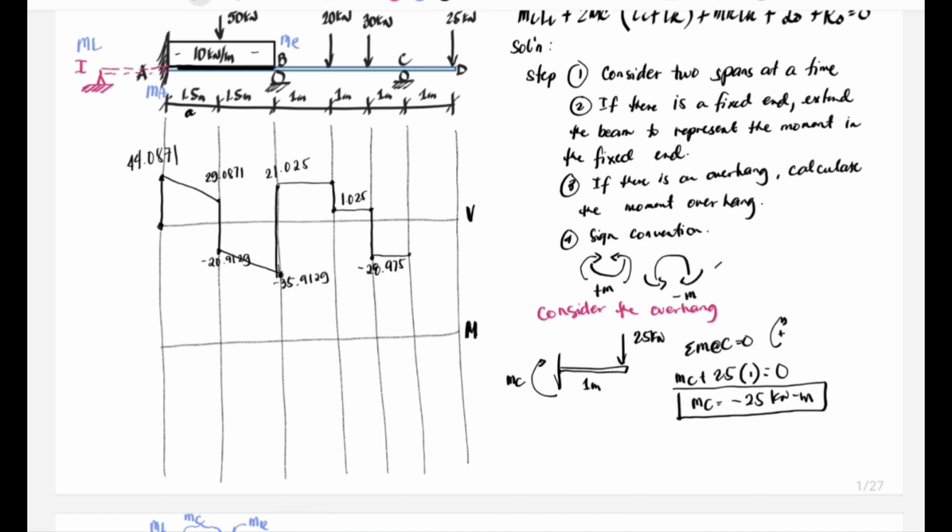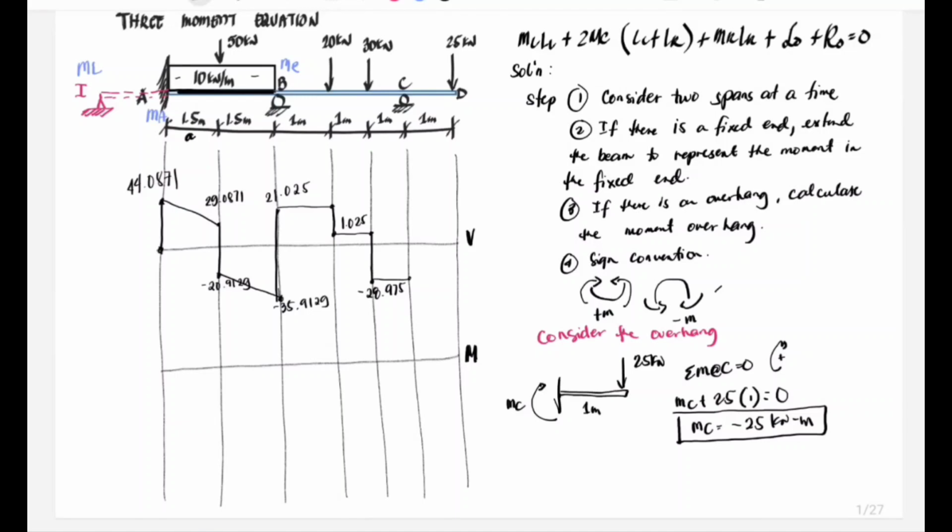And then, i-plus natin yung reaction natin sa C, which is 53.975. So, negative 28 plus natin ang 53.975 is 25. So, umangat siya ng 25. So, ilagay natin dito, 25. Since walang loading, minus 25, so 0.